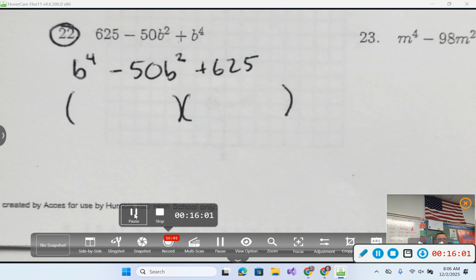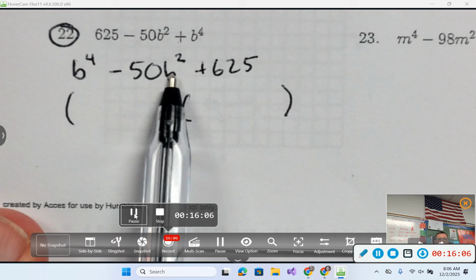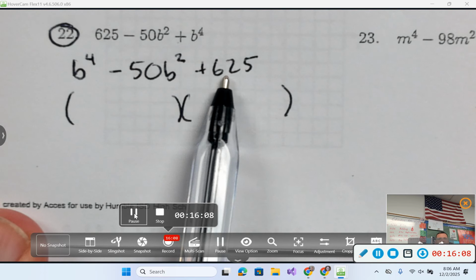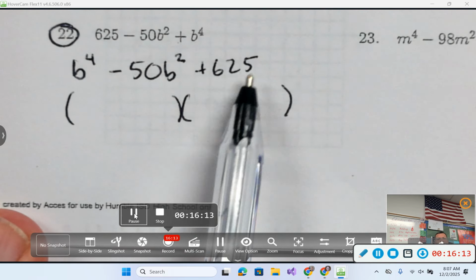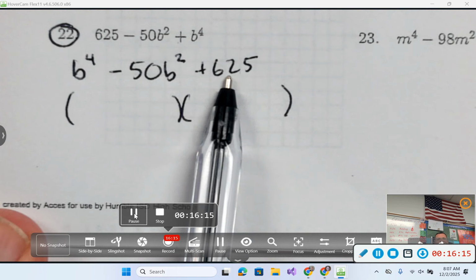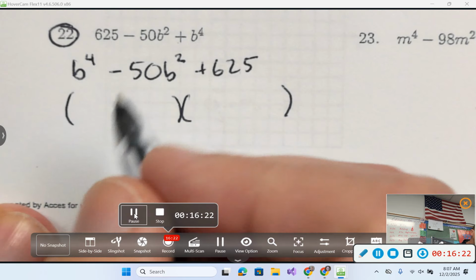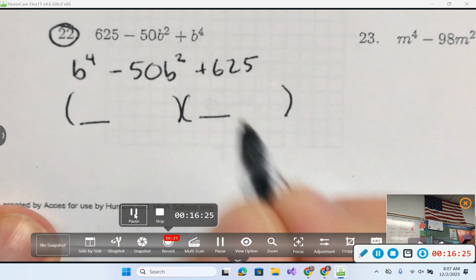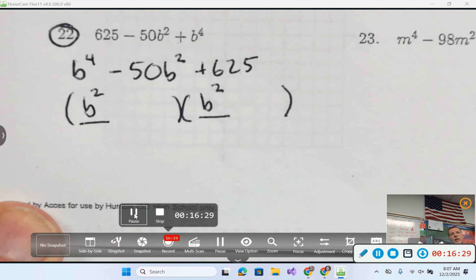You can take out b? That's got 4 to offer, that's got 2 to offer, that's got none to offer. So I can't take out a b. It's a good thing to look for, but there's no b's to take. It's b, 25. Oh, shoot, my bad. So what could I multiply to get to b to the fourth? b squared and b squared would get me b to the fourth. b squared minus 1 bucks.